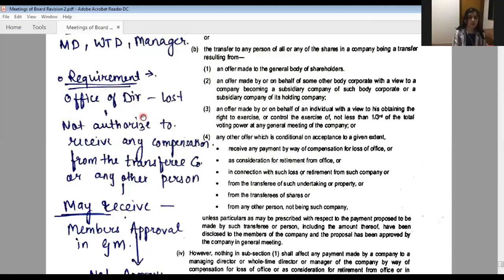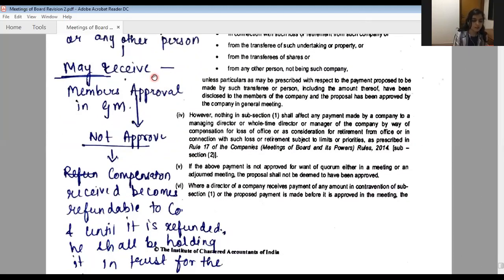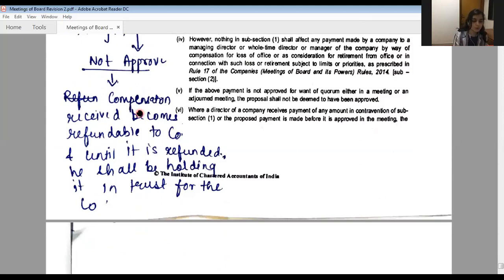That is, the office of director is lost and he is not authorized to receive any compensation from the transferee company or any other person, but he may receive the compensation for loss of office if the members approve in general meeting. But if they have not approved and still the director has received the compensation, then such compensation shall become refundable to the company, and until it is refunded he shall be holding it in trust for the company.